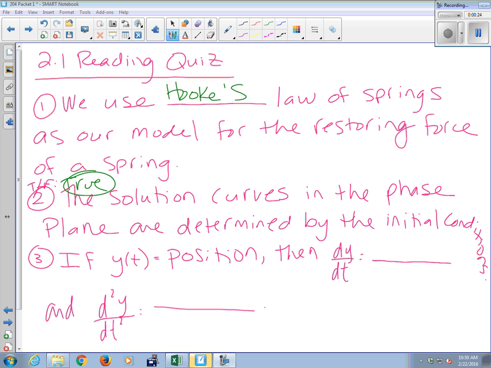I remember that. If y of t is position, then dy dt is velocity, and d squared y over dt squared is acceleration. How bad were our quizzes if we had to go back to the basics? If you put speed, that's fine.